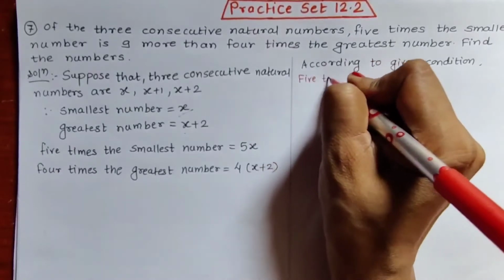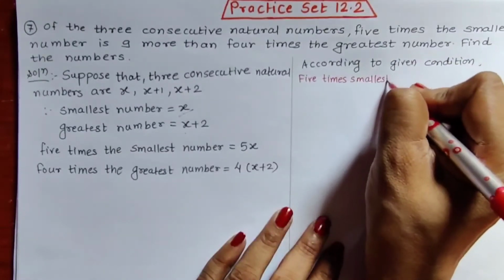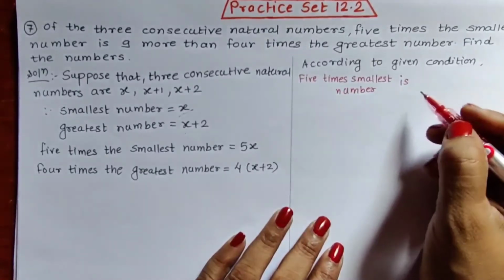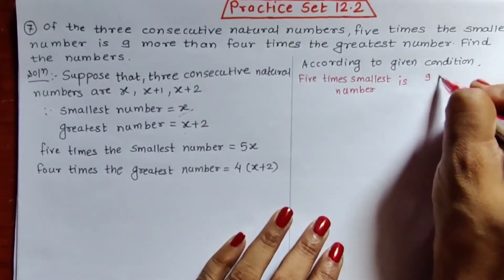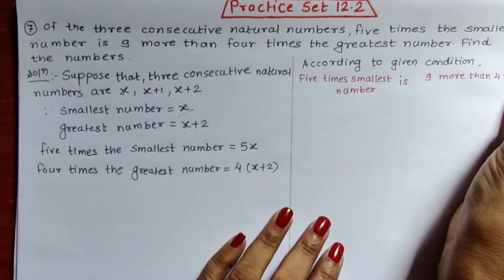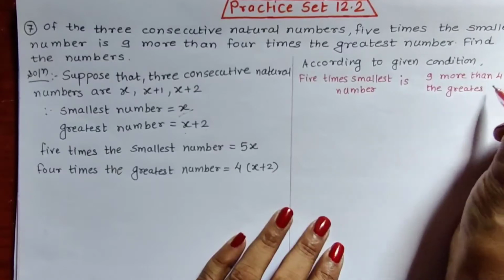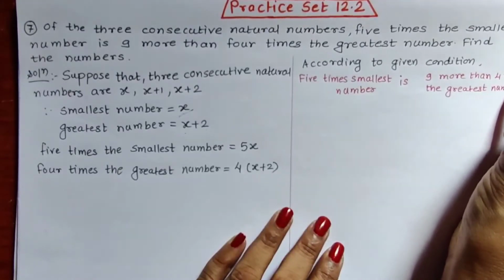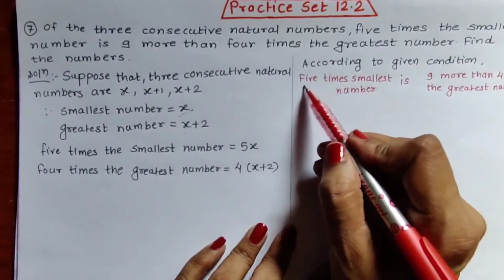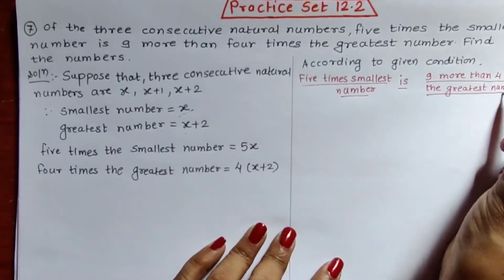Five times smallest number. 5 times smallest number is, I am writing here, is 9 more than 4 times the greatest number. Okay. So in this way I have written this statement from the question like this. 5 times the smallest number is 9 more than 4 times the greatest number.